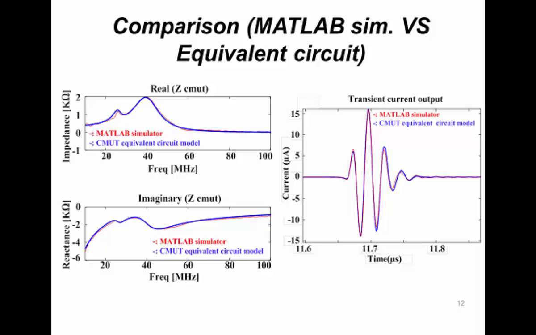So here, to verify the equivalent circuit model, we compare the result of the equivalent circuit with the MATLAB simulator we have. Here we show the impedance, and here we show the current output when the front-end side is ideal. It means the front-end side is shorted. And the results agree well.